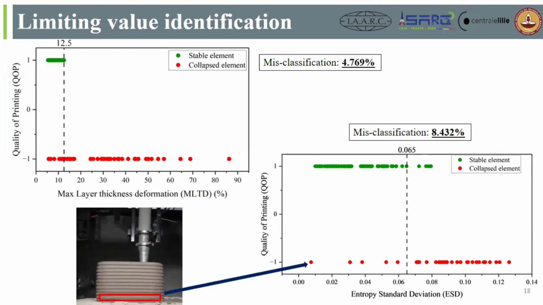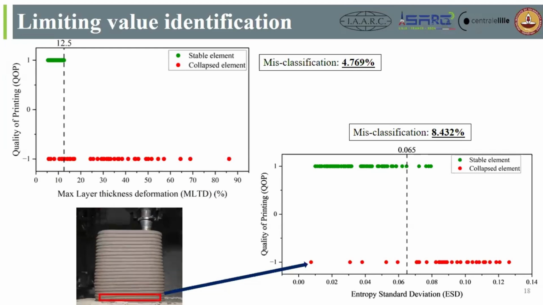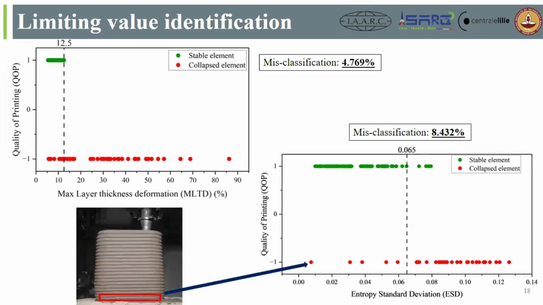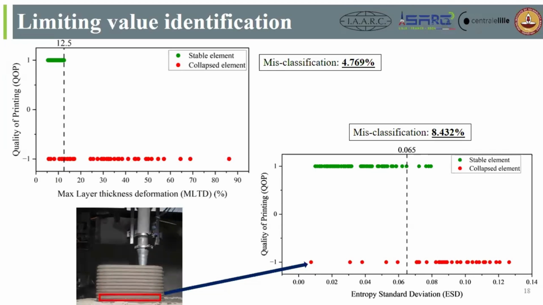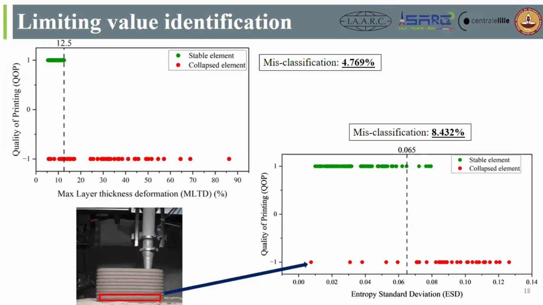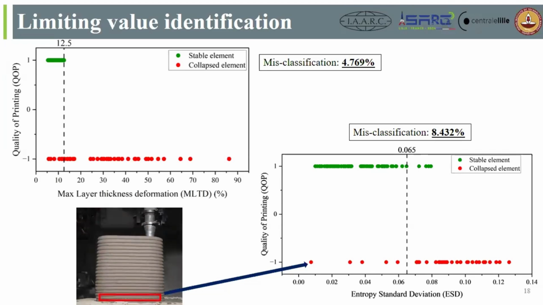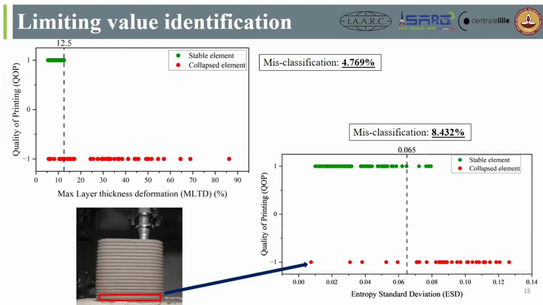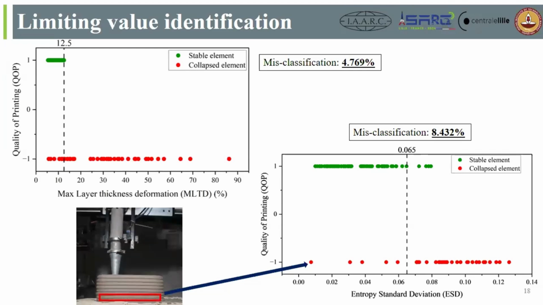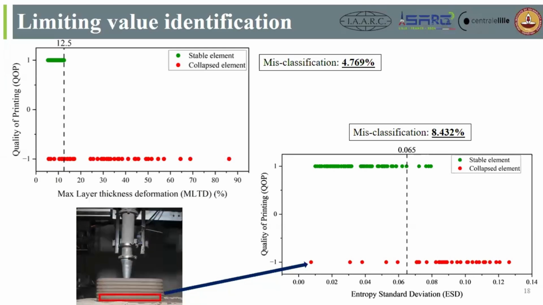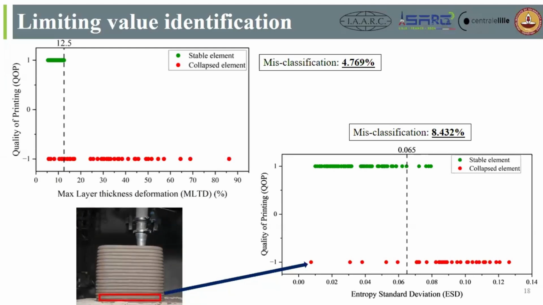So what all these data points include is that these are all failure. These are the individual layer data points of all the failure models. These are stable models. So what I can see is that I can find a decision boundary which states that if the surface textural changes are beyond 0.065, that means a large amount of variation in texture is there, it means it is a collapsed element. But if the surface textural changes are less than 0.065, it is more of a stable element.